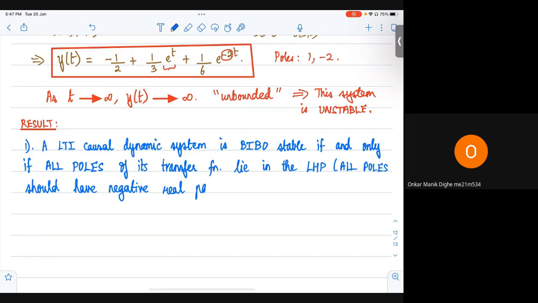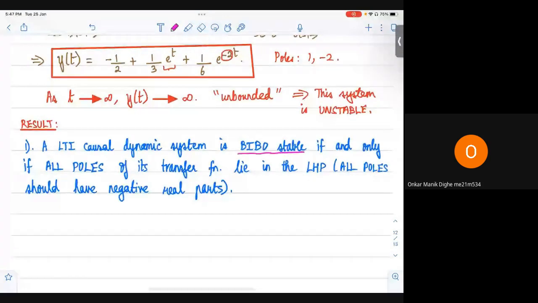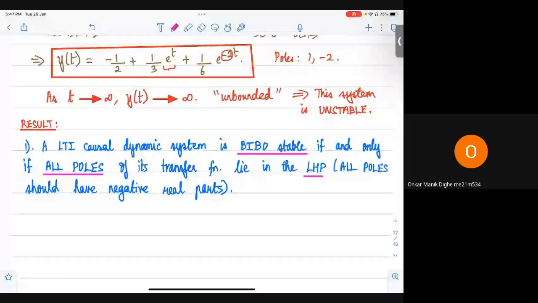Okay, so let me read this very, very carefully. A linear time-invariant causal dynamic system is said to be BIBO stable if all poles of its transfer function lie in the left half of the complex plane. Okay, this is the criterion for BIBO stability. So let me repeat: a linear time-invariant causal dynamic system is BIBO stable if and only if all poles of its transfer function lie in the left half of the complex plane, right?